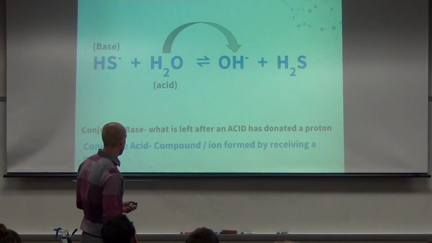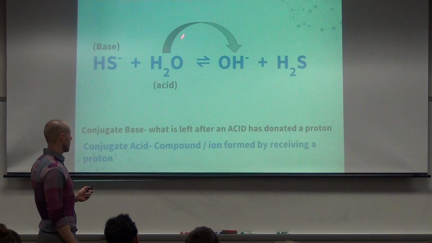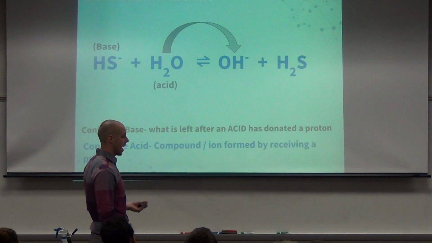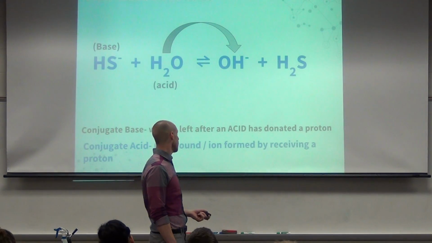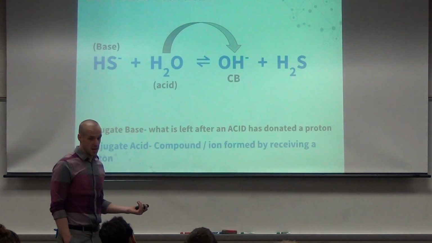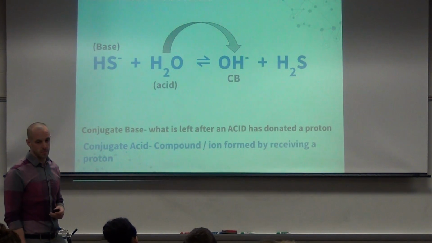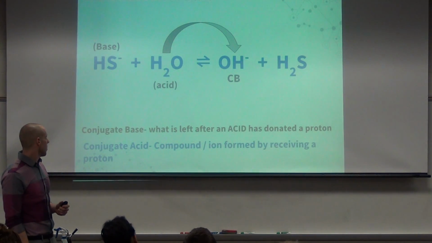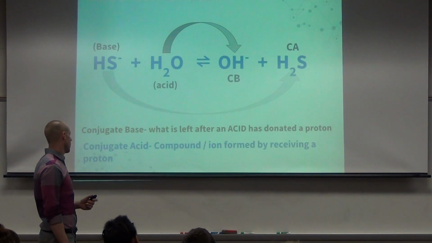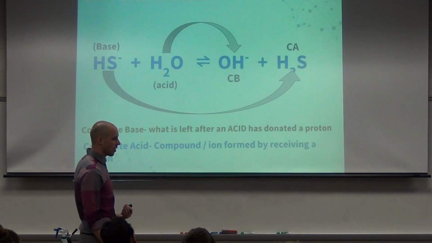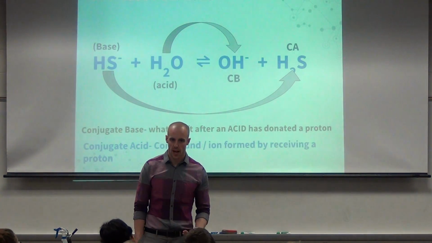This acid and this OH minus, so the H2O and the OH minus, are making an acid-conjugate base pair. So we call that the conjugate base because it's what's left after the acid donated a proton. The H2S is the conjugate acid because it's what's formed by receiving a proton. So the H2S got the proton in this case.